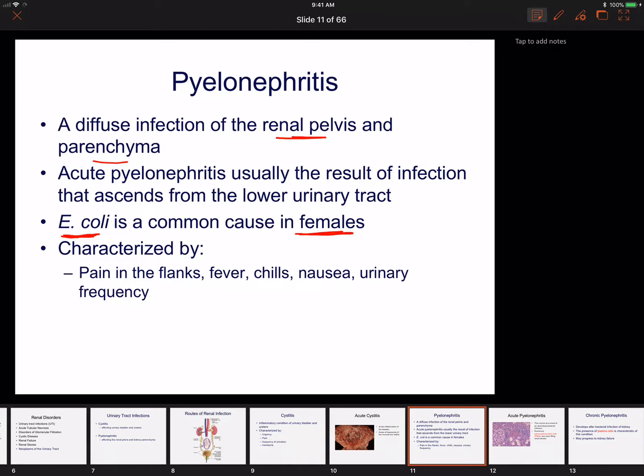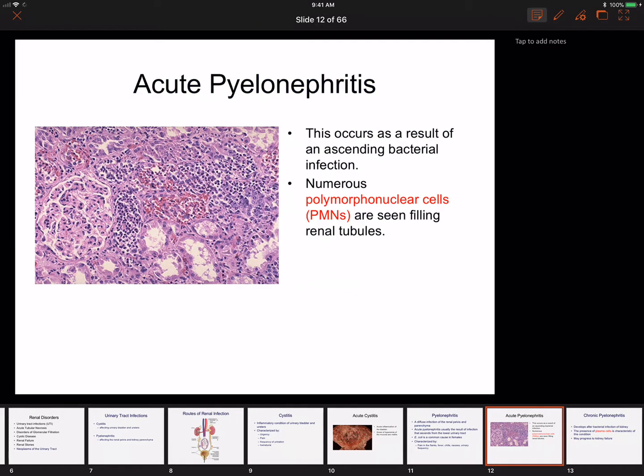Pyelonephritis may present with pain, usually in the sides and the flanks, fever and chills, nausea, and then an increase in urinary frequency. The acute type is usually the type of infection that we see following an ascending bacterial infection, and as an acute infection it will cause acute inflammation. So you can see the infiltration of polymorphonuclear cells in the tubules, primarily neutrophils.